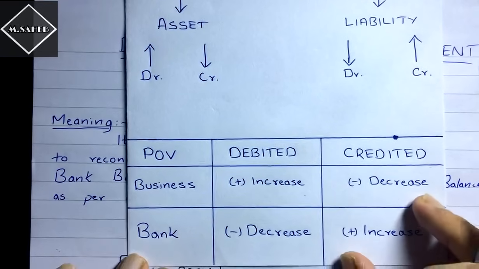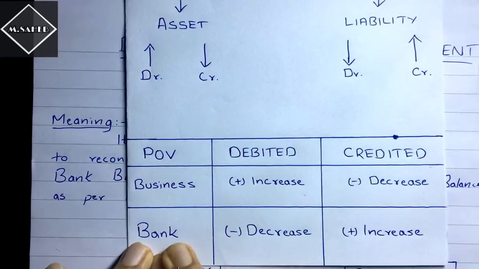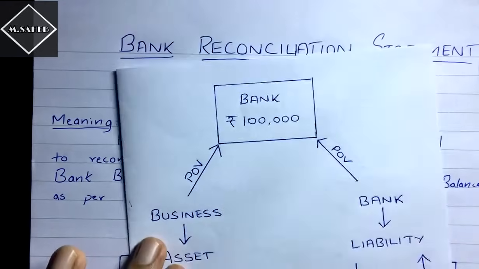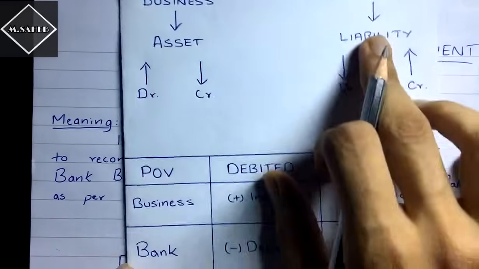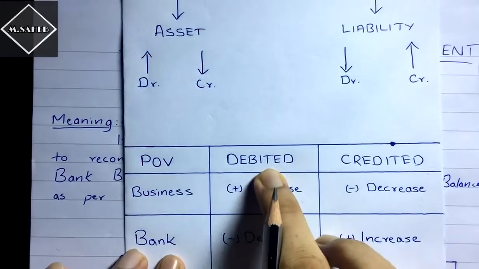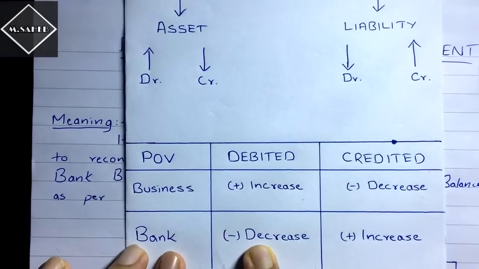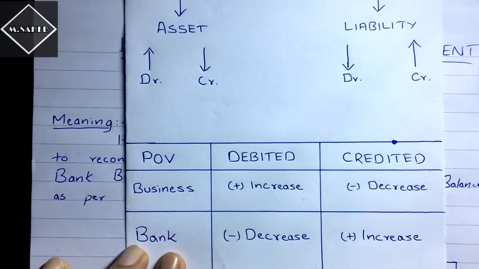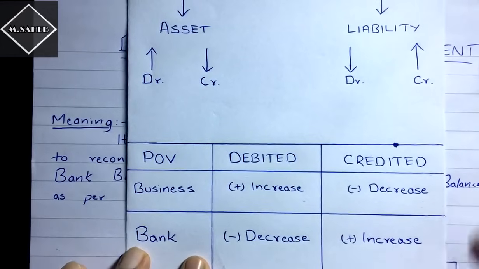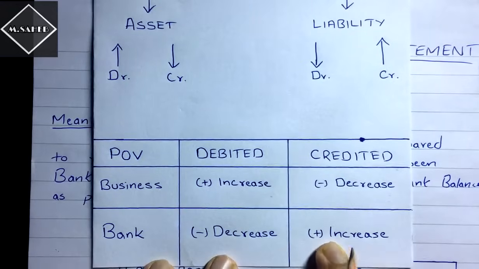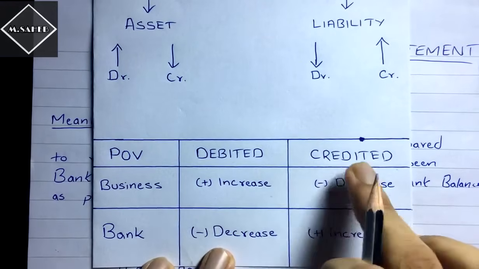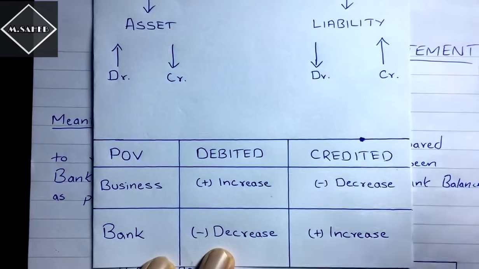And if you see from the point of view of bank, that money for bank is liability, right? So whenever they say debited, it means decrease. Their liability is being decreased. Okay, so the bank balance money is decreasing. All right, if the bank balance money is increasing, that means credited. Okay, so credited means bank balance money is increasing.